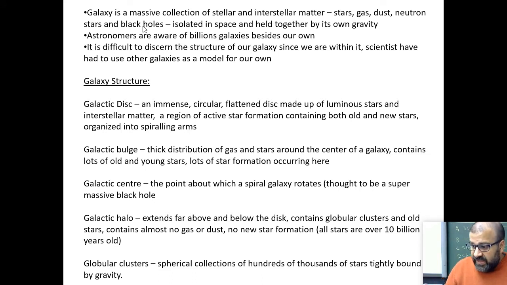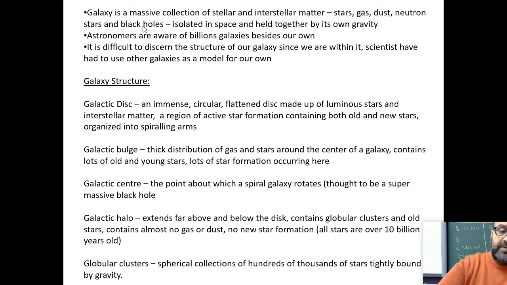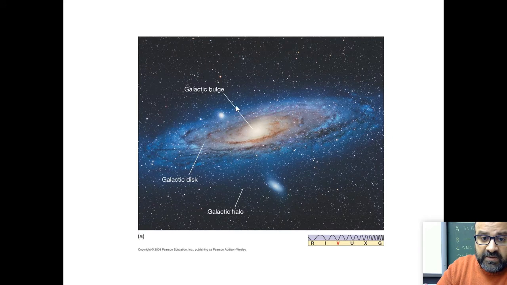And we can't see our own galaxy. We are within it, but the evidence suggests that we live in a spiral galaxy. So the rest of the slide here is all definitions, but let's look at some images first, and I'll come back. Okay. So here, I'm pretty sure this is Andromeda.